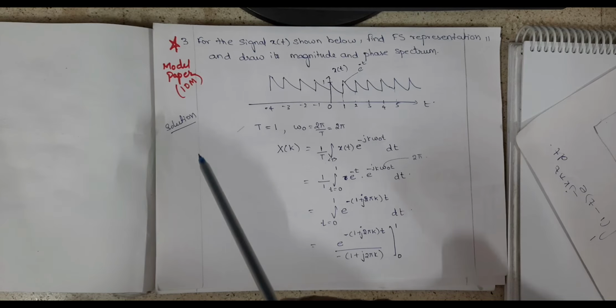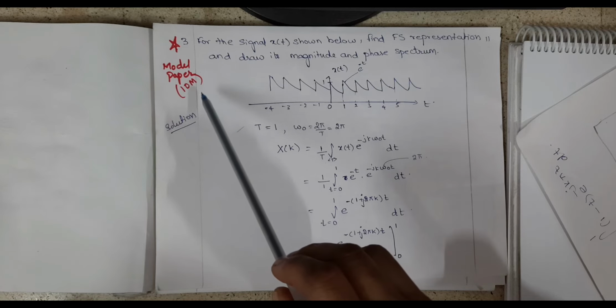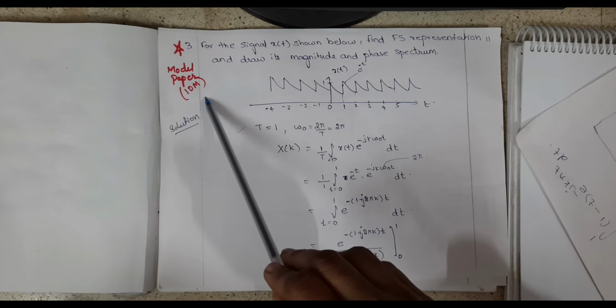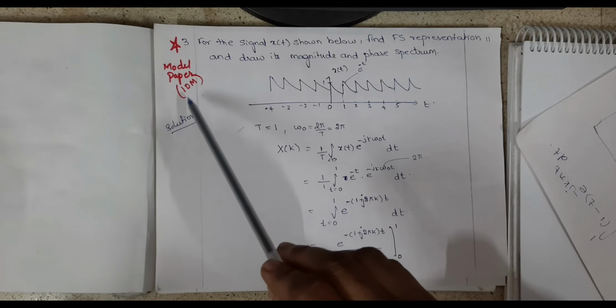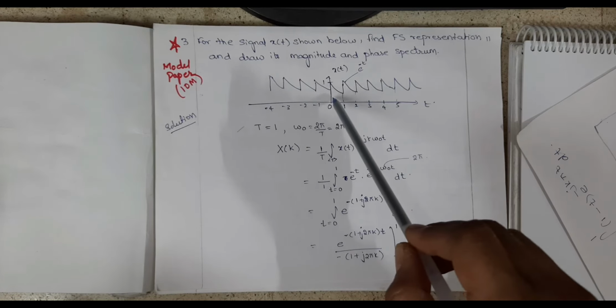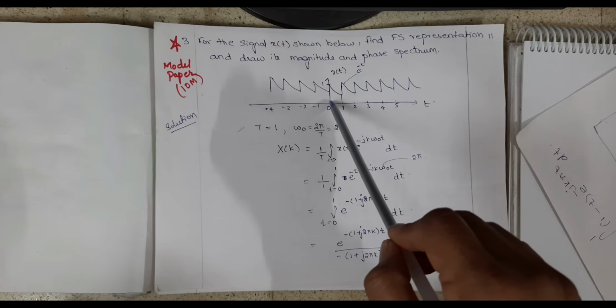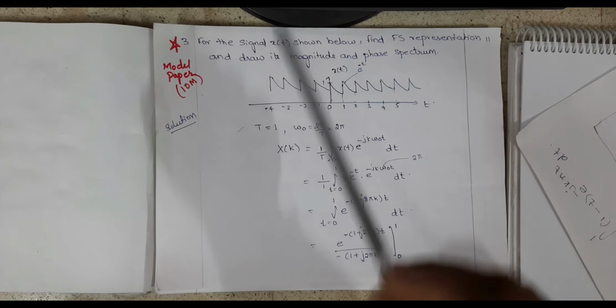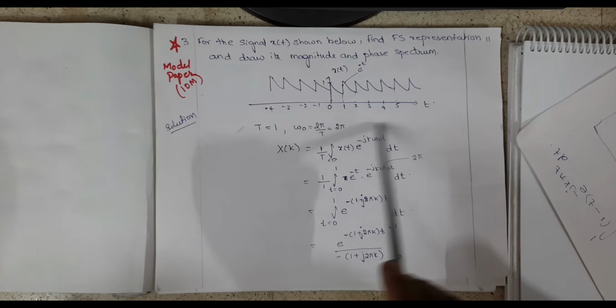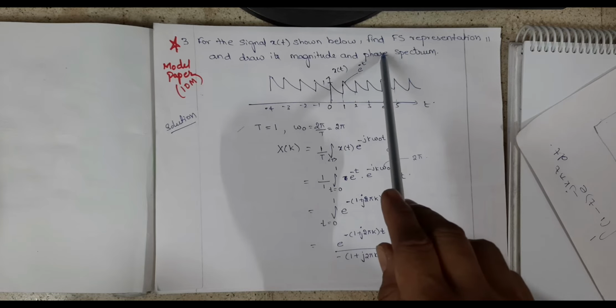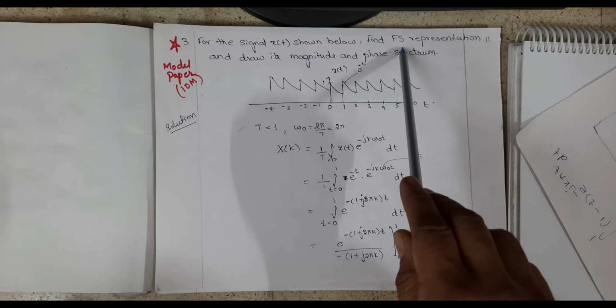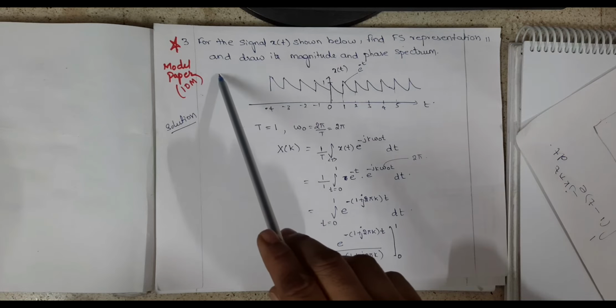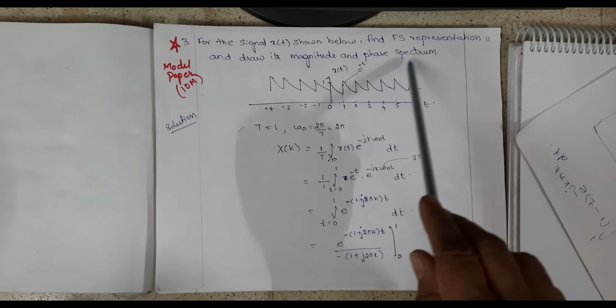So let us do another problem here, which is an important problem. It is a model question paper problem, and even last year this same question has been asked with the same values, everything same. So let us solve this problem. For the signal x of t shown below, find the Fourier series representation and draw its magnitude and phase spectrum.